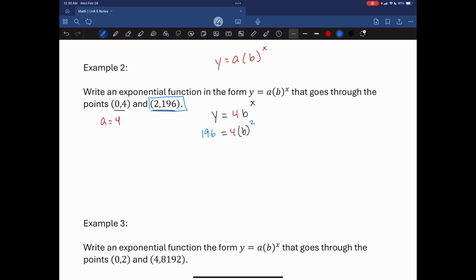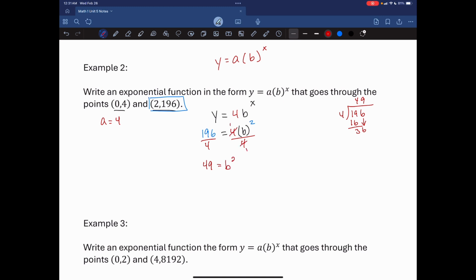We're going to start by dividing by 4 on both sides. 4 goes into 19 evenly 4 times, because 4 times 4 is 16. 19 minus 16 is 3, and bring down that 6. And 4 divides 36 evenly 9 times. So on the left-hand side, we're going to be left with 49. On the right-hand side, the 4s reduce down to 1, and we're left with b squared.